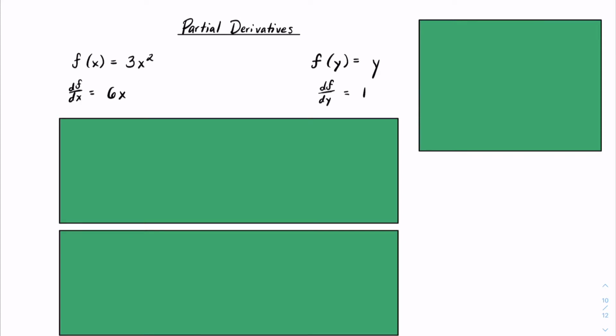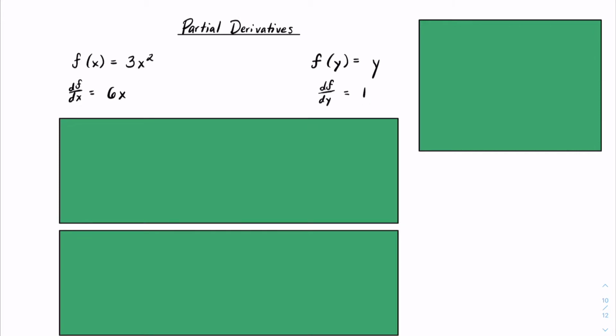In calculus, we learned how to take derivatives of functions that just have one variable. So for example, if we had a function f of x equals 3x squared, the derivative of this function with respect to x is simply just 6x. Another example is suppose now we have a function in terms of y, so we have f of y equals y. The derivative of this is simply just equal to 1.